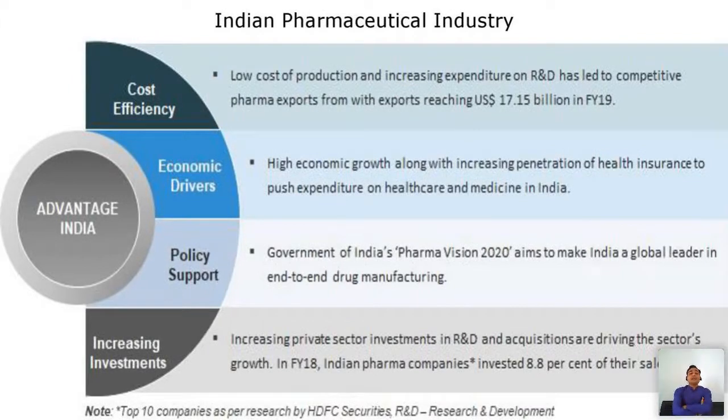Now, if we talk about the Indian pharmaceutical industry, we have cost efficiency. In pharmaceutical and healthcare verticals, we have a low cost of production and increasing expenditure on research and development. This will ultimately help create a competitive environment for exports as well, which reached up to 17.15 billion US dollars in financial year 19.